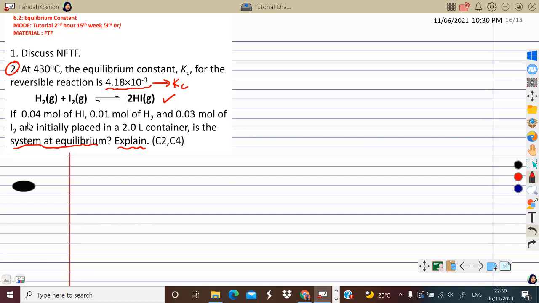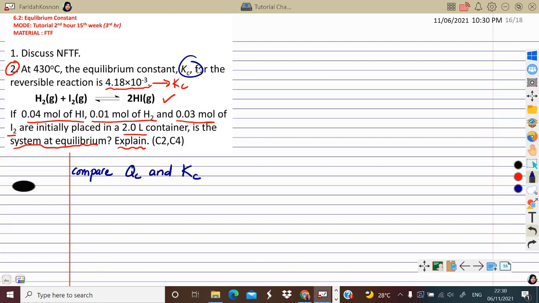Okay, if 0.04 mole of hydrogen iodide, 0.01 mole of hydrogen gas and 0.03 mole of iodine are initially placed in a 2-liter container. Is the system at equilibrium? Okay, jadi we are going to compare Qc and Kc. Okay, maksudnya nak selesaikan sama ada sistem itu at equilibrium or not. Okay, saya catat kat sini, we have to compare Qc and Kc. Kenapa Qc dengan Kc? Sebab dia beri Kc kat sini kan.